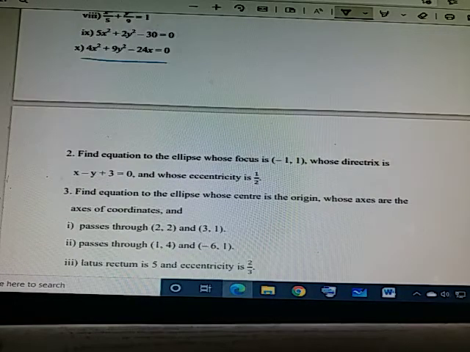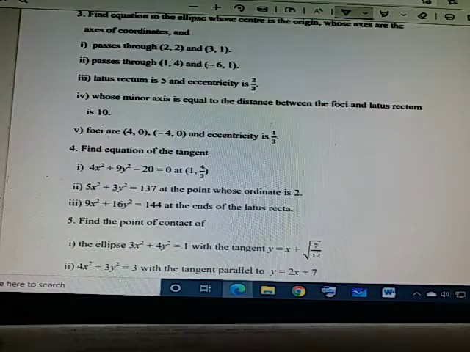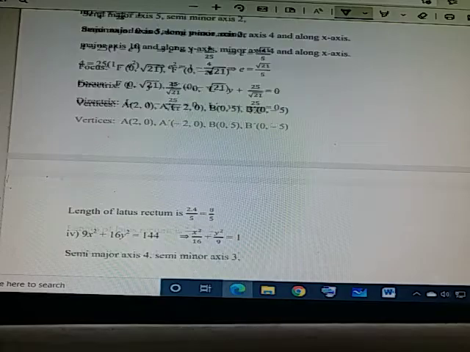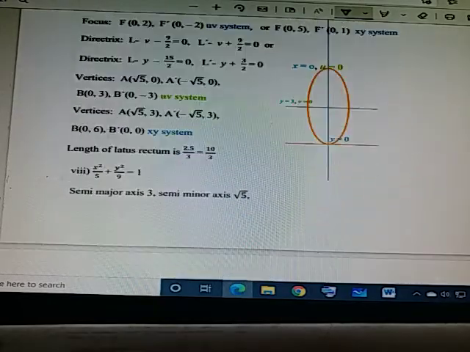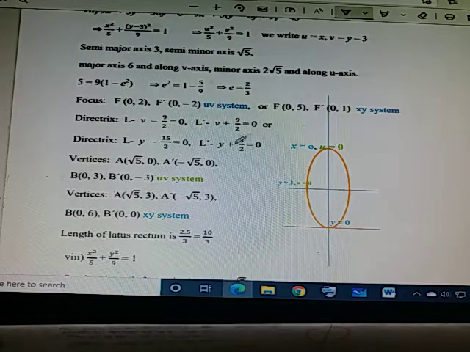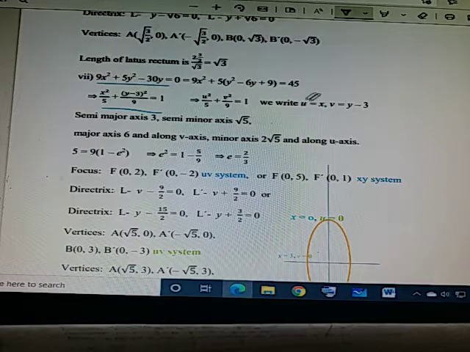Yes, then this problem 10, this you can see, which number, 7. So it is this one, 9x square plus 5y square minus 30y. So you write it like that, then you convert. So u is equal to x, v is equal to y minus 3. So this becomes the standard equation.